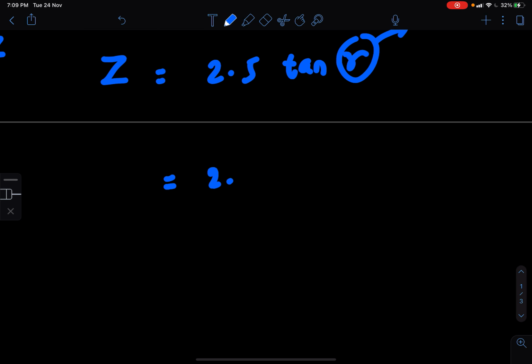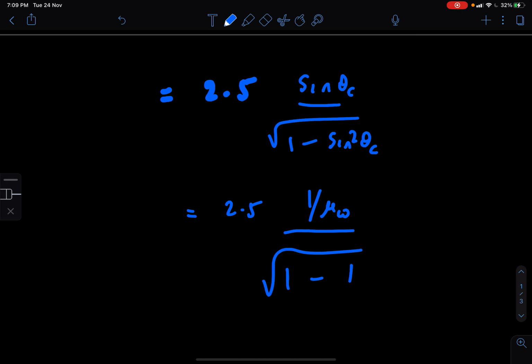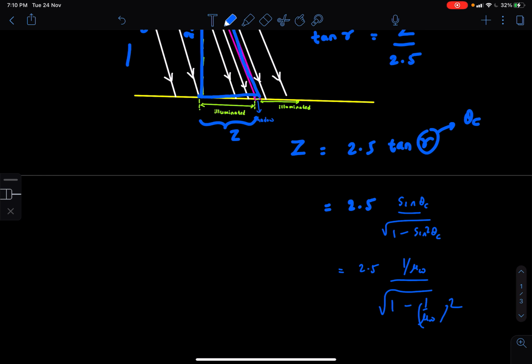Now tan theta can be written in terms of sin theta as sin theta by root over 1 minus sin square theta. And here we are talking about grazing incidence, which means the angle of incidence is almost close to 90 degrees, because of which the angle of refraction is equal to the critical angle, and we know that sine of the critical angle is equal to 1 by mu. Here mu is that of the water, so you can write it as 1 by mu w, and in the denominator root over 1 minus (1 by mu w) whole square. And so from here you will get this value of z if you substitute the value of mu w and do the calculations.